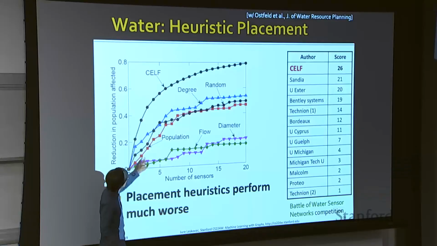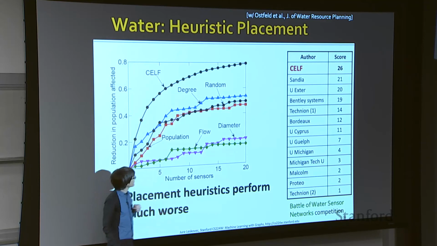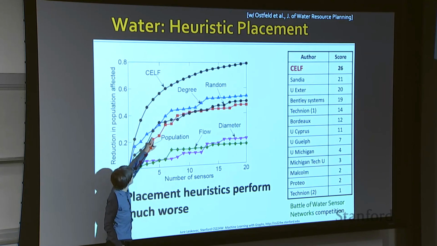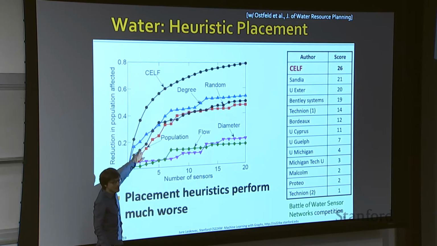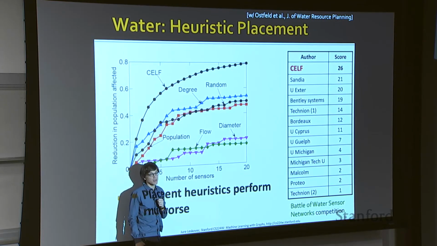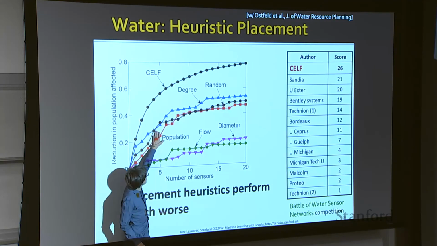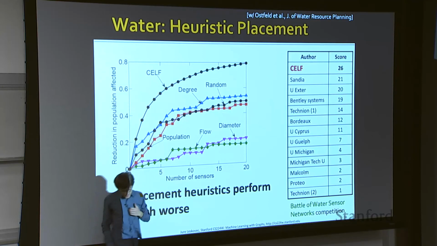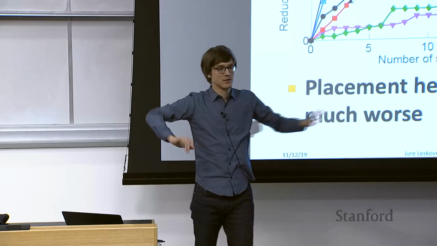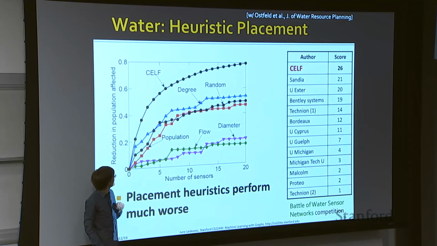If you put sensors where the population is, where the people are, it seems to be working better. Then this black line with circles is random, and the blue is based on the degree, right? You say I will put it at big junctions. So random is not that terrible. The benefit of random is it kind of uniformly covers the space, so random is not that stupid as you may think, actually.